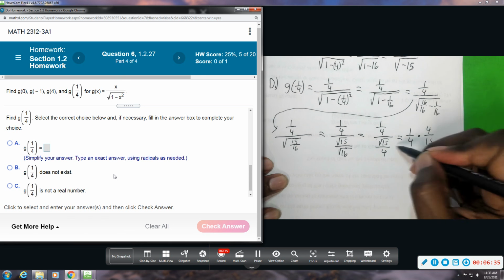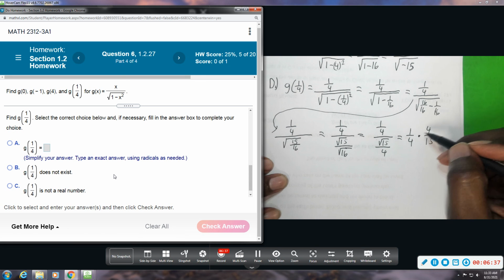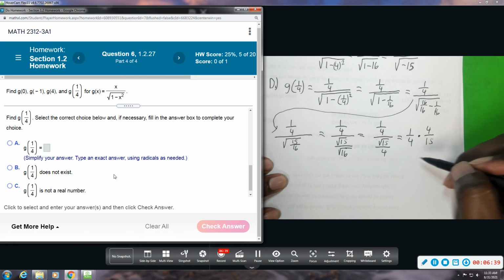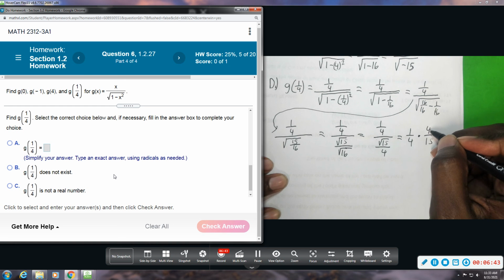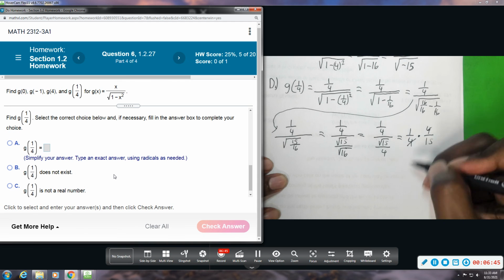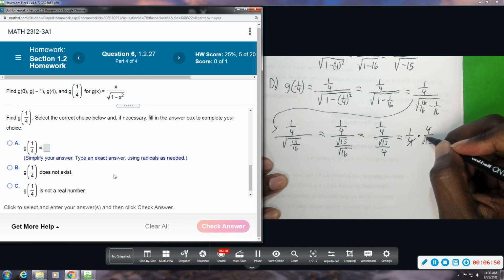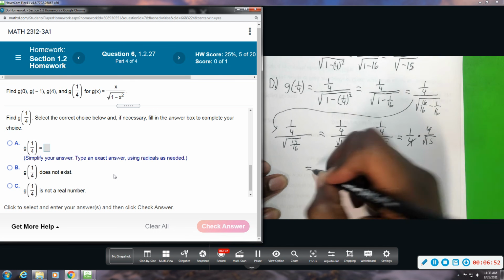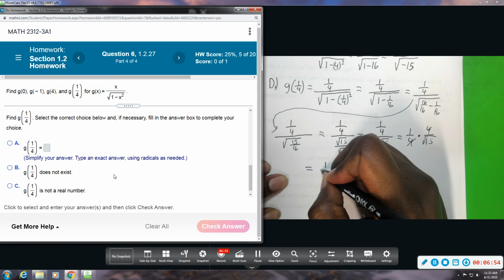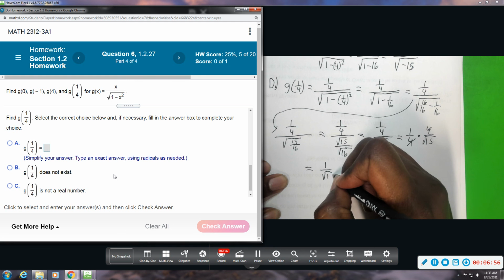Now we will multiply straight across, or we can reduce before we multiply, top to bottom diagonally. Since we have a 4 on the top and a 4 on the bottom being multiplied, we can reduce those. I lost my square root here. So we would end up with 1 over the square root of 15.